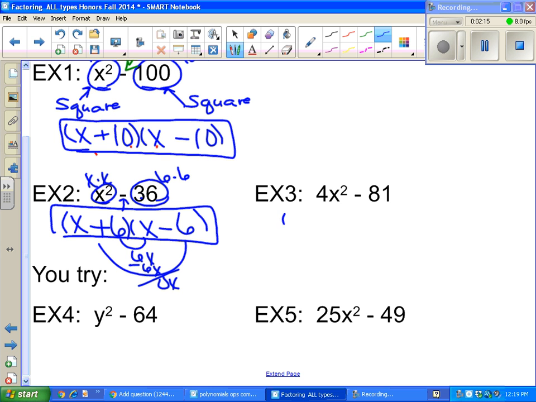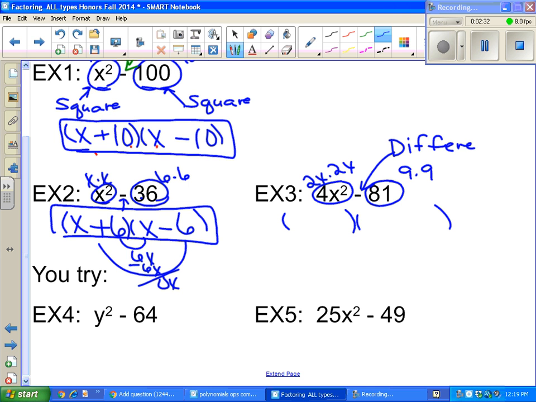All right, this one the same thing. Do I have a square in the front? Yes, 4x squared can be broken down into 2x times 2x, and again, that's a perfect square. 81 is a perfect square of 9 times 9, and sure enough, I do have a subtraction sign in the middle, so I have a difference of two squares. So I'm going to put 2x and 2x in the parentheses. I'm going to break that down into 9 and 9. And again, no middle term means one plus and one minus.